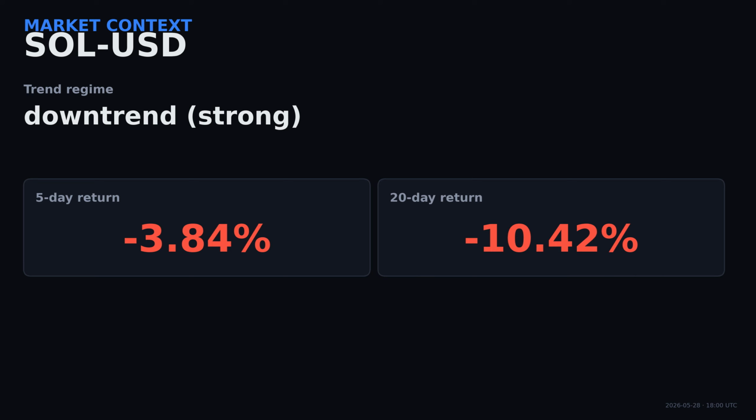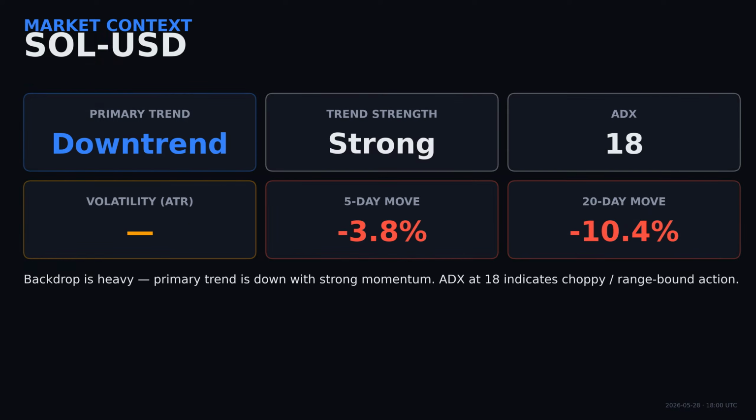Quick context. Over the last 5 sessions, this pair moved 3.84%, and over 20 sessions, 10.42%. That tells you whether momentum is fresh and extendable, or stretched and due for a pullback. Zooming out for a second, let's talk macro. On this slide, you've got the primary trend, its strength, the ADX number, and the volatility regime measured as ATR %. Here's the thing, a setup that looks textbook in isolation can totally fail if the broader regime is fighting it. So you want to ask, is this trade swimming with the market current or against it? The 5-day and 20-day moves at the bottom answer that.